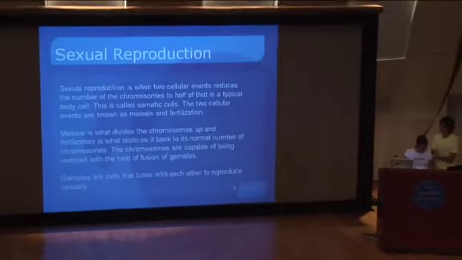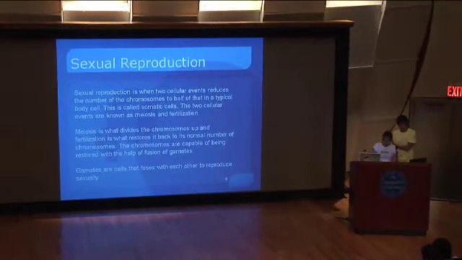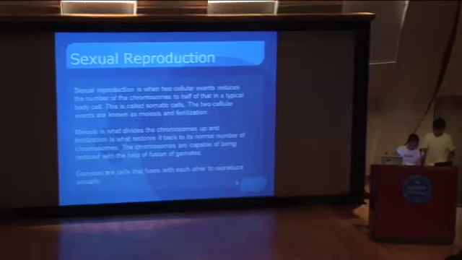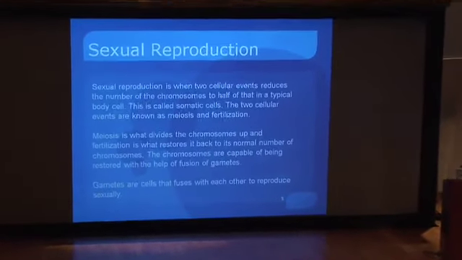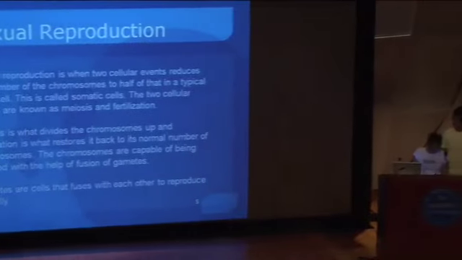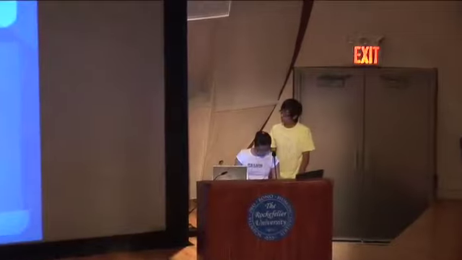Sexual reproduction is done naturally by plants. There are also auxins and cytokinins. Auxins are plant hormones, and they cause the lengthening of cells. Cytokinins are plant growth substances. And meiosis is a cell division.